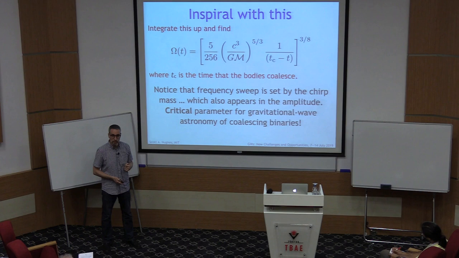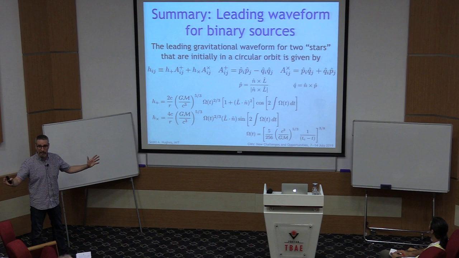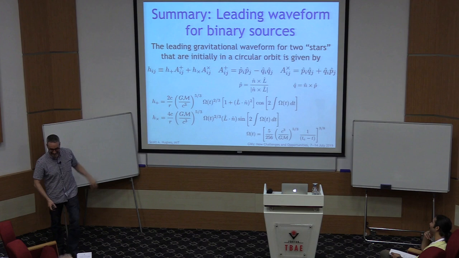So here is my summary. If you want to know the leading solution describing the behavior of binary systems in general relativity under gravitational radiation, it's all in this slide. Okay, so these will all be posted. I'll just leave this up for your enjoyment.